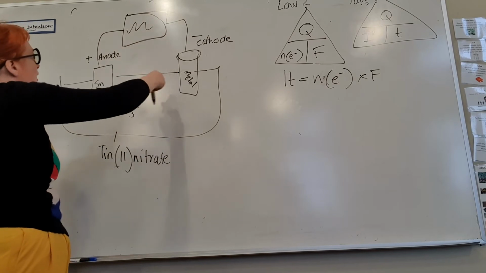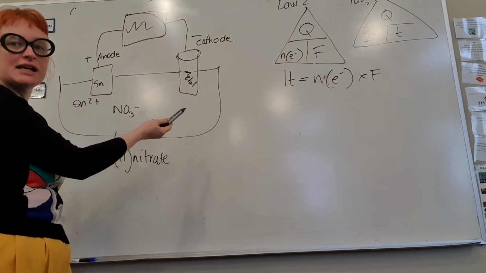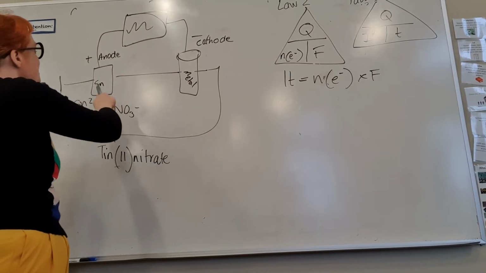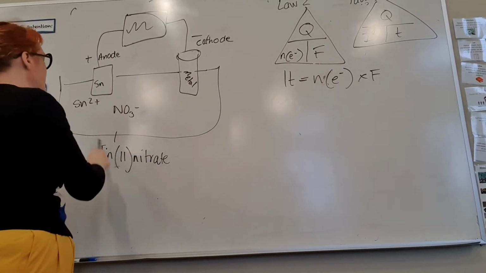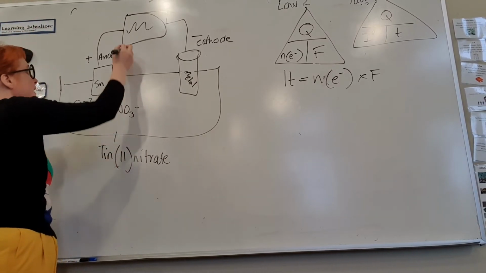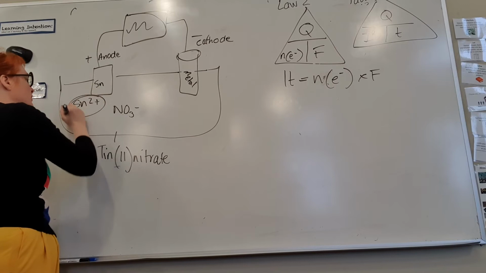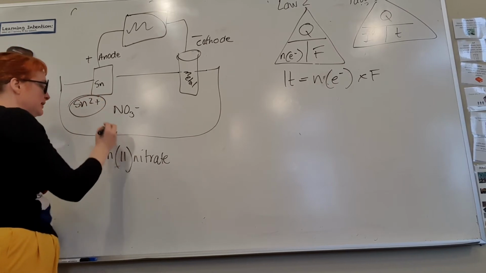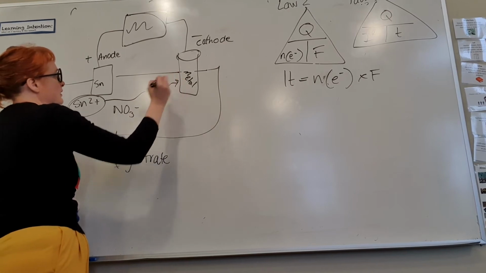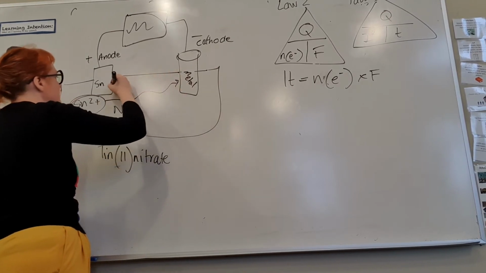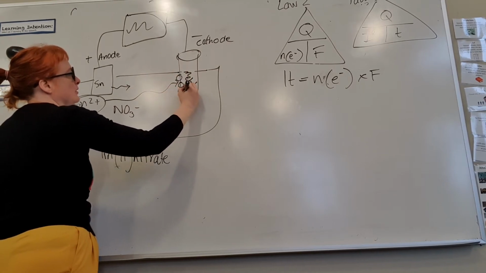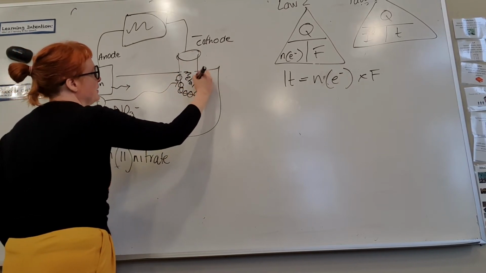What I do is, this is now negatively charged because I've attached it to the cathode. This is my power supply. This is my anode, which is the tin. It's a piece of tin in tin nitrate. What happens is you get these little ions coming off, these tin 2 pluses, into the solution. They're attracted to here, and they can start breaking off here as well, and it forms a thin layer over here.